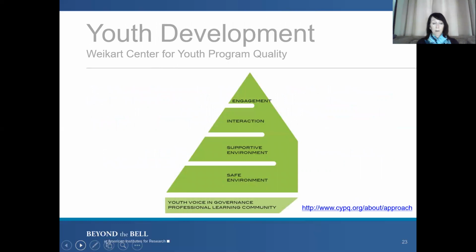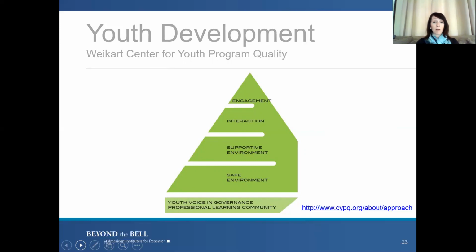At the base of our pyramid, which is the foundation of our pyramid, is a safe environment. Environments need to be safe physically as well as psychologically. Once that has been established, we can move up the pyramid to a supportive environment. This includes welcoming our youth and encouraging our youth. From there, we can move up to interaction. This includes peer-to-peer interaction, as well as adult-to-youth interaction. When you have these rich relationships, this is where youth can really feel like they belong to the program.